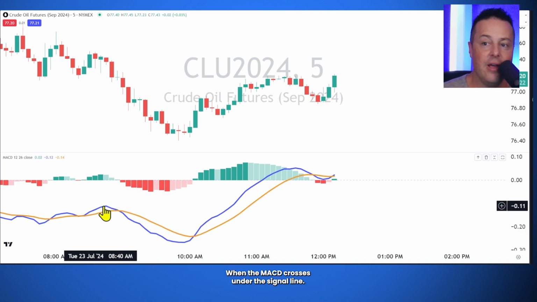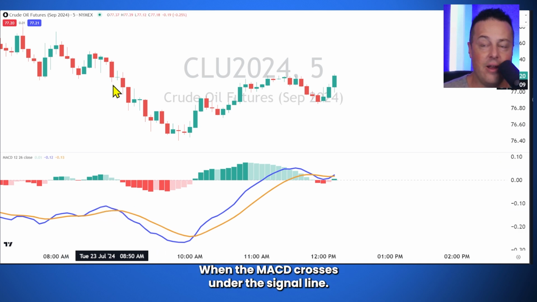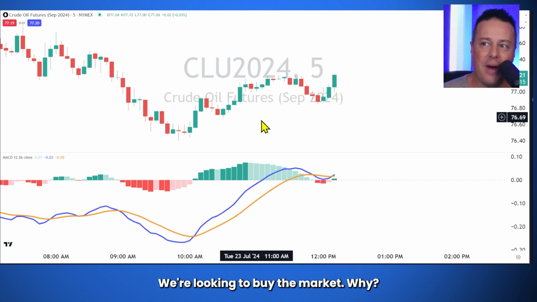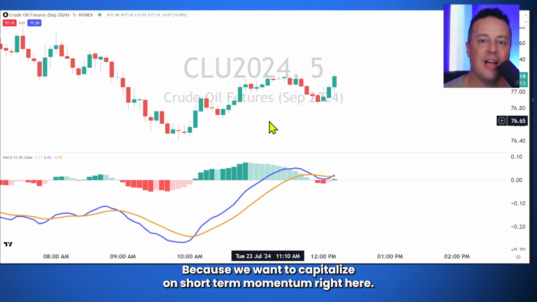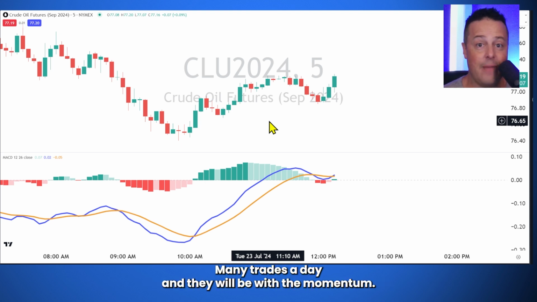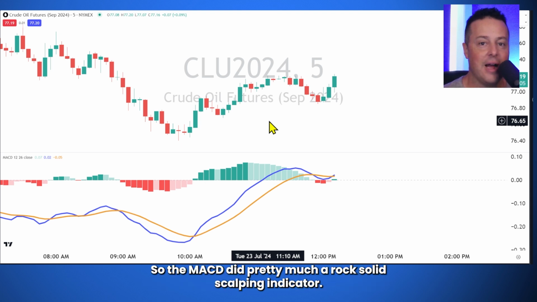Very simple to trade. When the MACD crosses under the signal line, we're looking to sell the market. When the MACD crosses over the signal line, we're looking to buy the market. Why? Because we want to capitalize on short-term momentum right here. Short time frames, the MACD can get you in and out of trades, many trades a day, and they will be with the momentum. So the MACD, pretty much a rock solid scalping indicator.